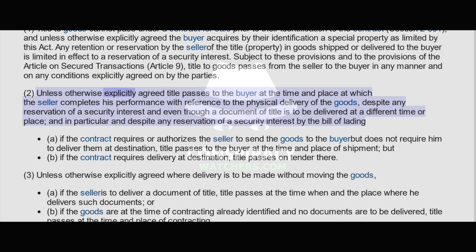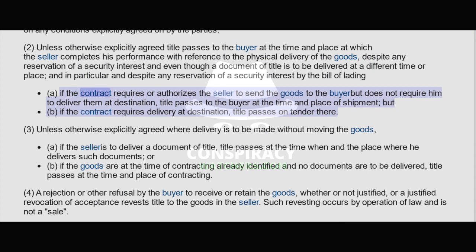Unless otherwise explicitly agreed, title passes to the buyer at the time and place at which the seller completes his performance with reference to the physical delivery of the goods, despite any reservation of a security interest, and even though a document of title is to be delivered at a different time or place, and in particular and despite any reservation of a security interest by the bill of lading. If the contract requires or authorizes the seller to send the goods to the buyer but does not require him to deliver them at destination, title passes to the buyer at the time and place of shipment, but if the contract requires delivery at destination, title passes on tender there.